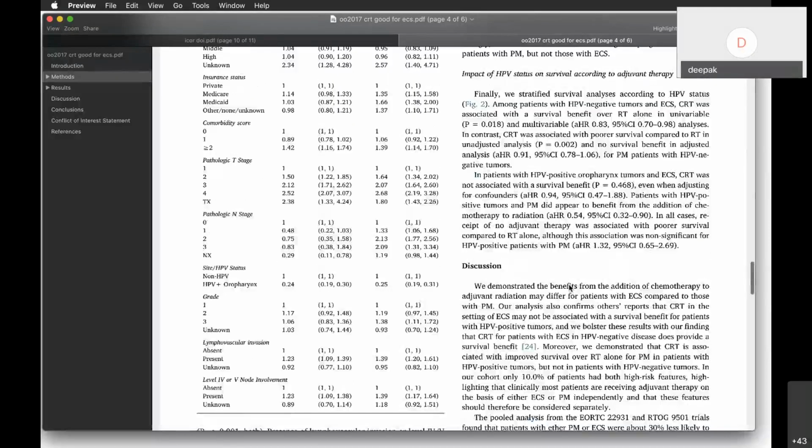So this paper is important because we have distilled the results of the RTOG and EORTC trials and the combined data analysis to decide which patient benefits the most from chemoradiation. And we have found out that this benefit is different for patients who have oral cavity primaries versus patients who have oropharyngeal primaries, which are HPV positive.